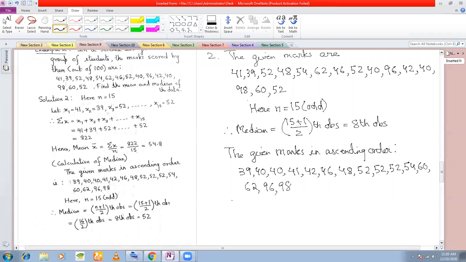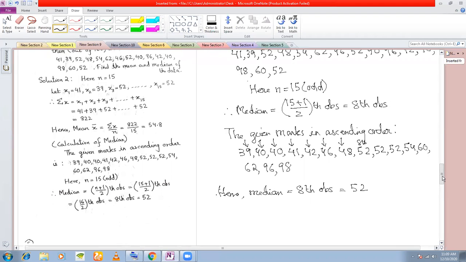This is in ascending order. Therefore, what is the median? The eighth observation from the left. Start counting: first, second, third, fourth, fifth, sixth, seventh, and this is your eighth observation. It is equal to 52. That's it.